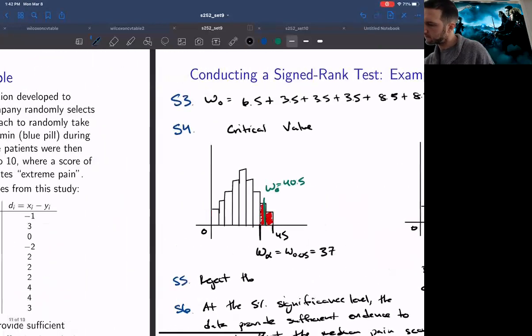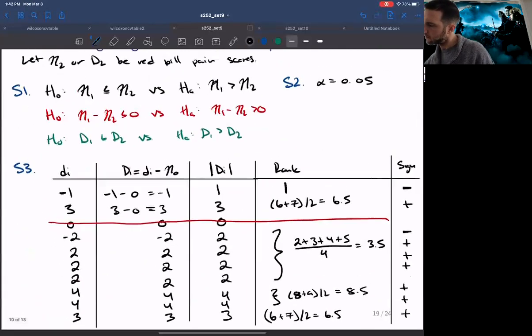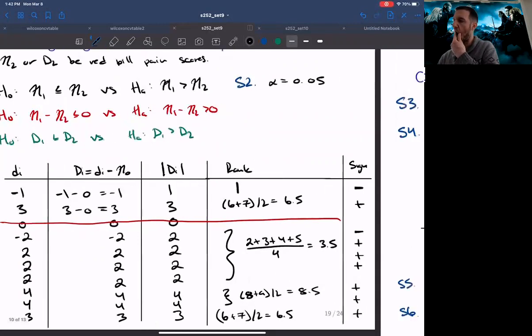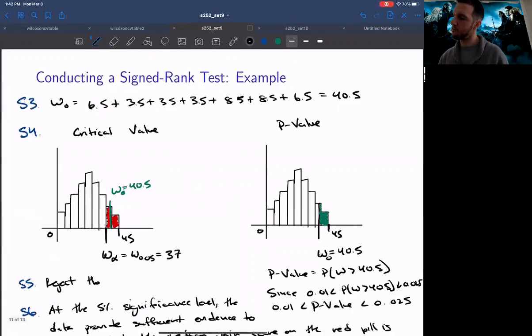Are you sure? 1, 2, 3, 3.5s. One of them is negative. Yeah, only add the ranks that have a positive sign. Any other questions?